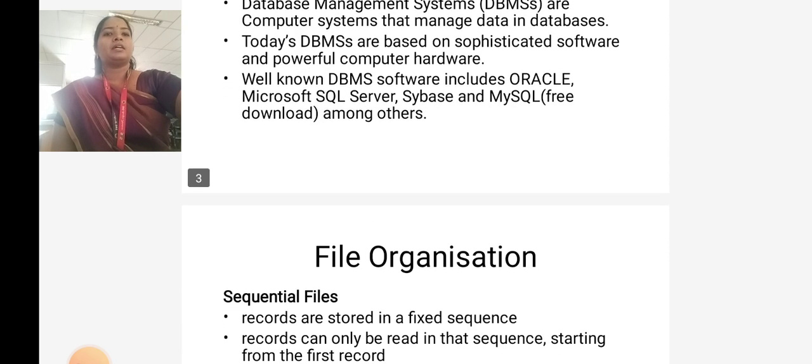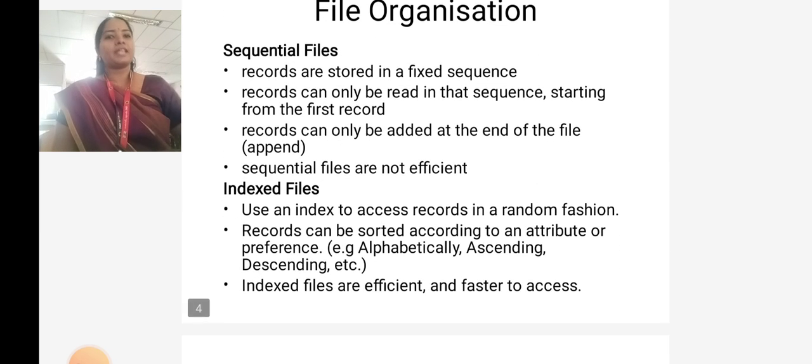File organization: there are sequential file organization and indexed file organization. Records are stored in a fixed sequence in a sequential file, so it can only be read in that sequence starting from the first record. Records can only be added at the end of the file. If you have to store data in the middle of the database, we have to add it at the end of that column. So sequential files are not efficient.